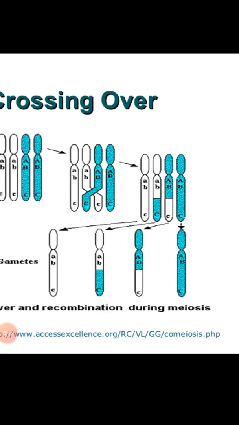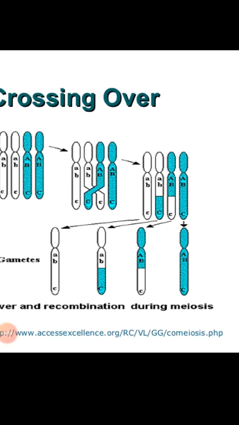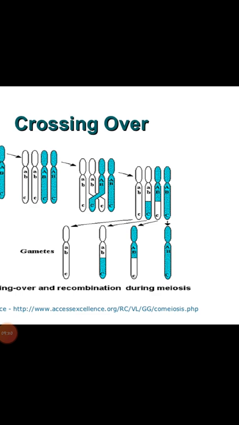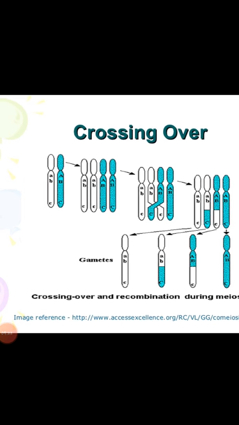Here we can see exchange of chromosome parts: the arm of one small a, b, c chromosome gets attached to the arm of the green capital A, B, C chromosome. So their gene sequence is like capital A, B, and small c. So this is recombination, and crossing over takes place during the pachytene stage.